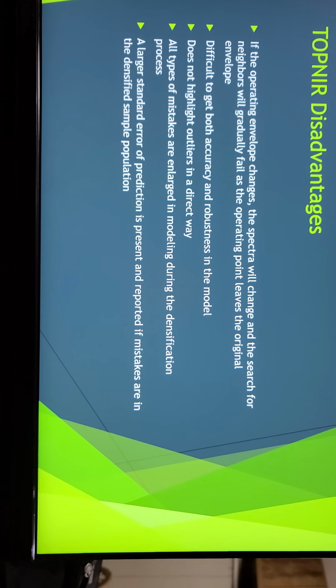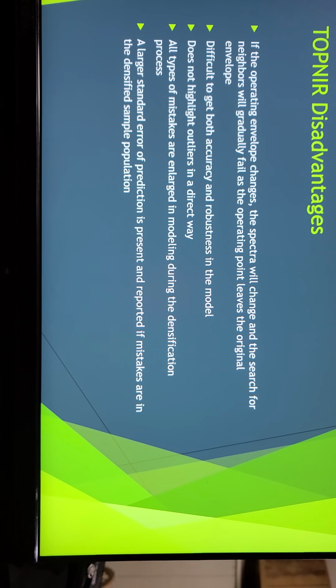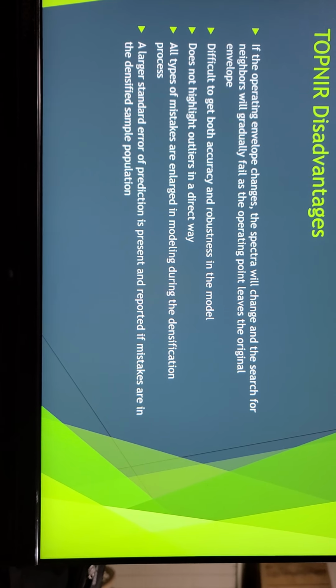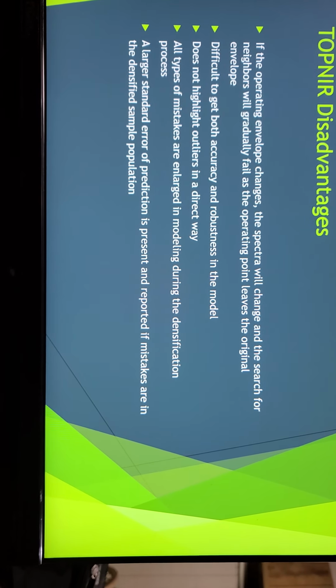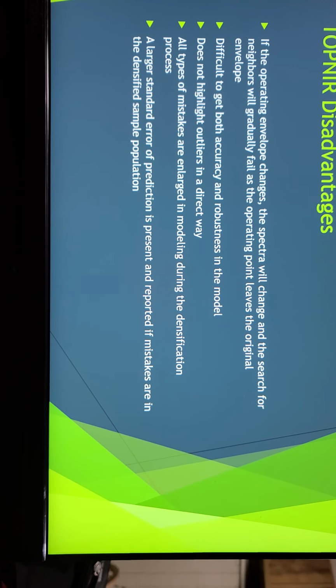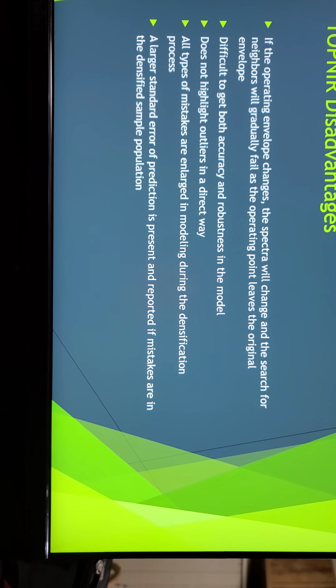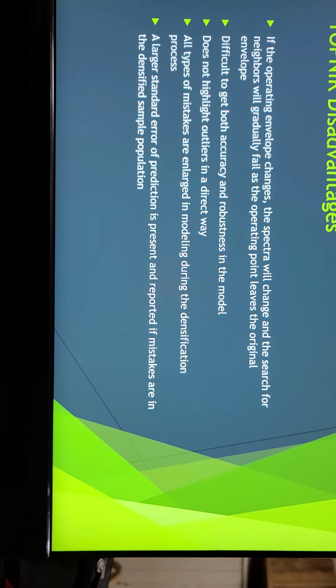So another problem is it does not highlight outliers in a direct way. And so all types of mistakes, from operator typos to just bad samples, are enlarged in modeling during the densification process, and that does leave a larger standard error of prediction that is present and reports if mistakes are in the densified sample population.